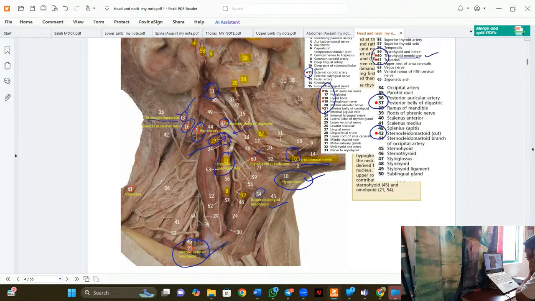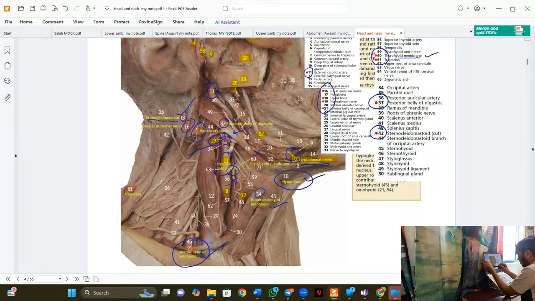Next. 56. This is 56, superior thyroid artery. Then 63. 56 here. Superior thyroid artery. Then 63.